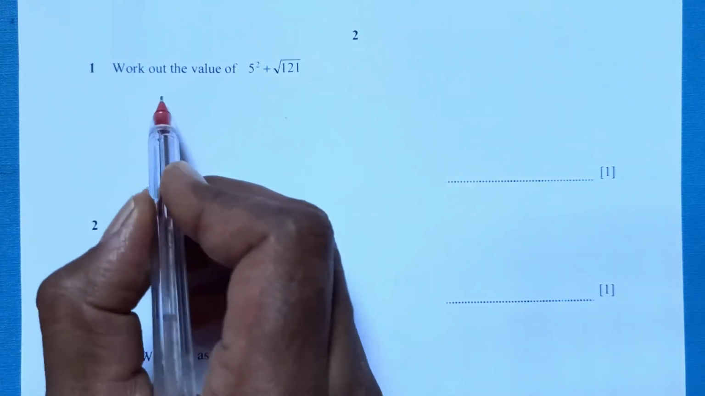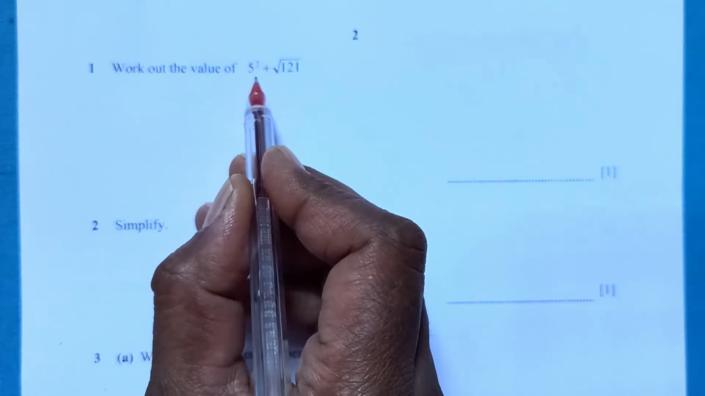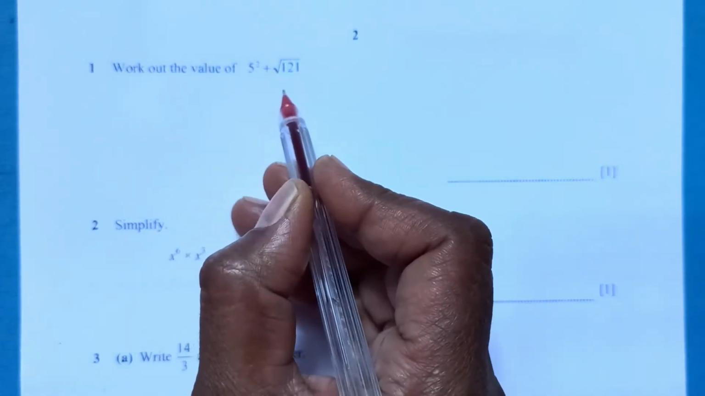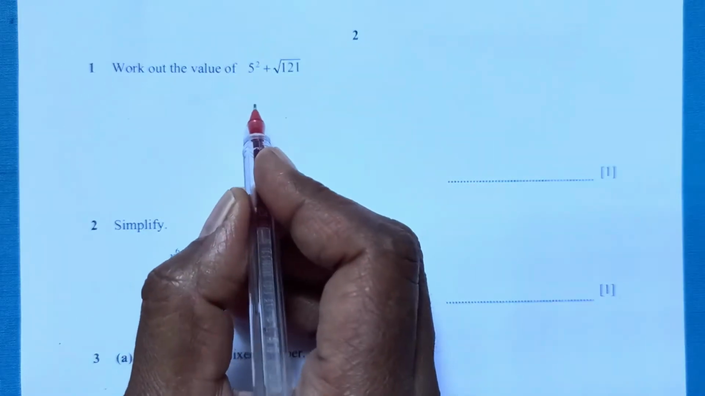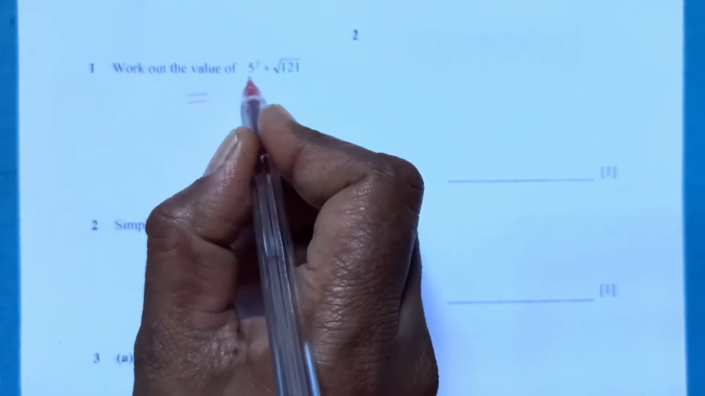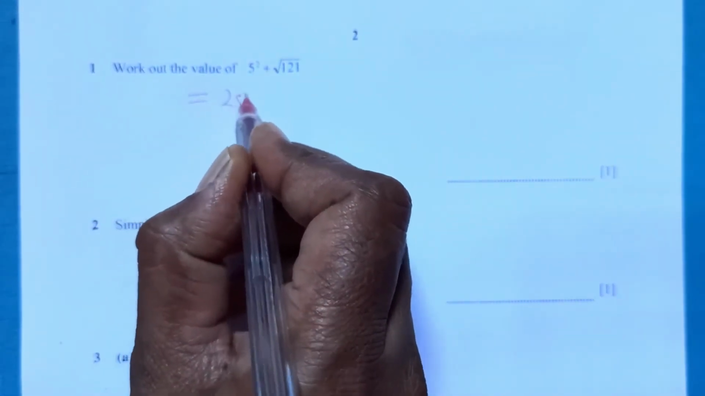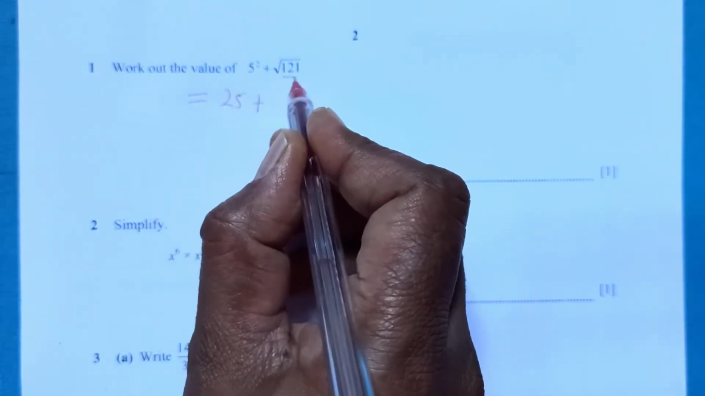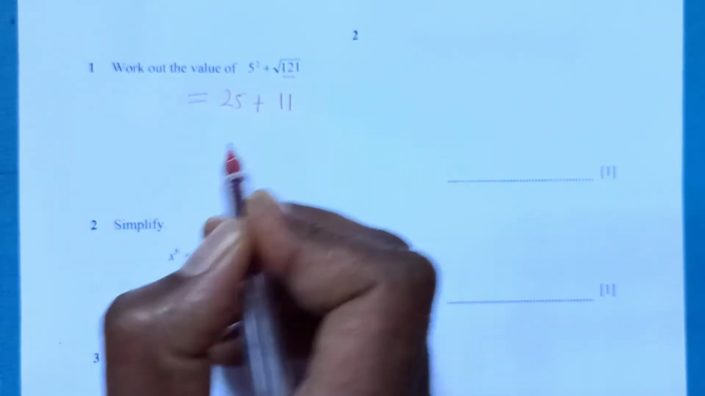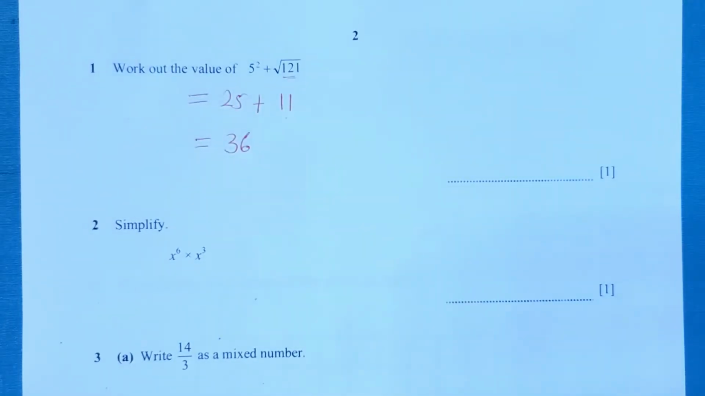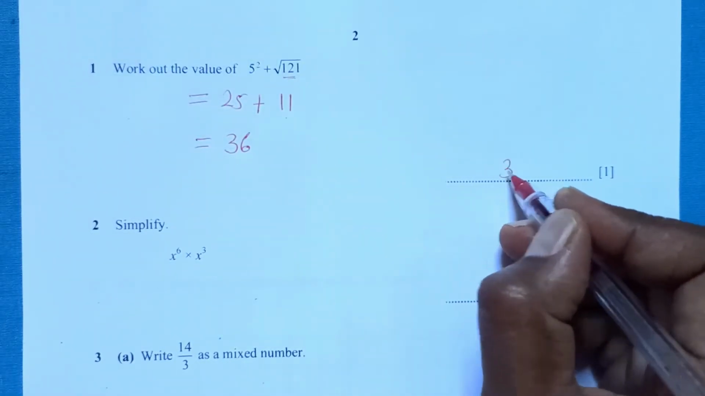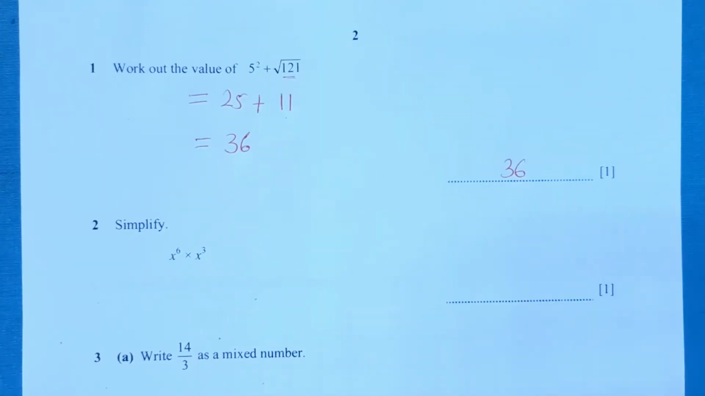Question 1. Work out the value of 5 squared plus the square root of 121. So 5 squared is 5 times 5, which is 25, plus the square root of 121, which is 11. So when you add them, you will get 36. So the final answer is 36.